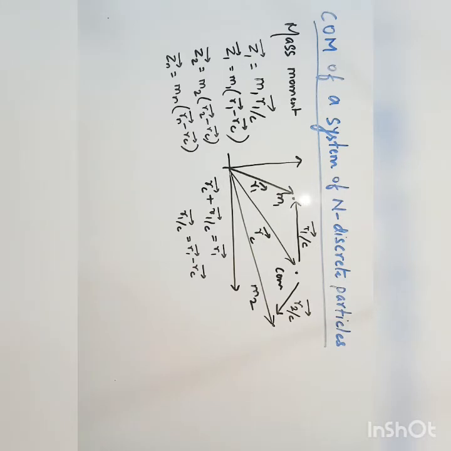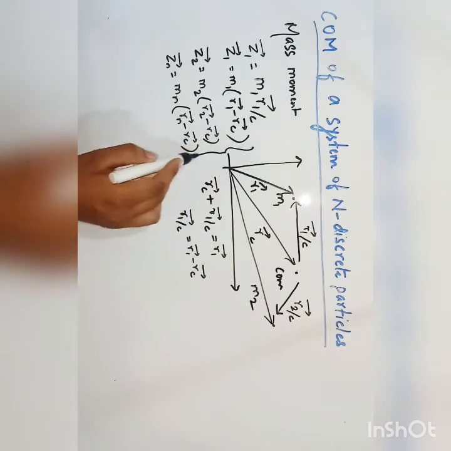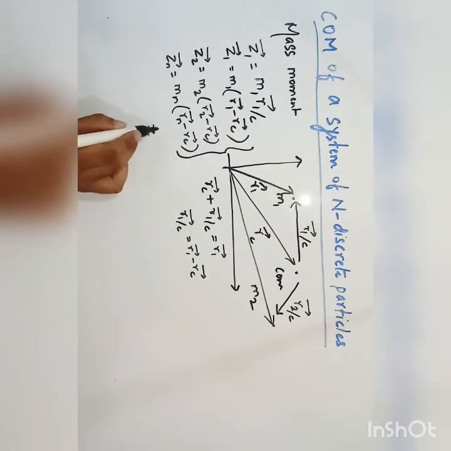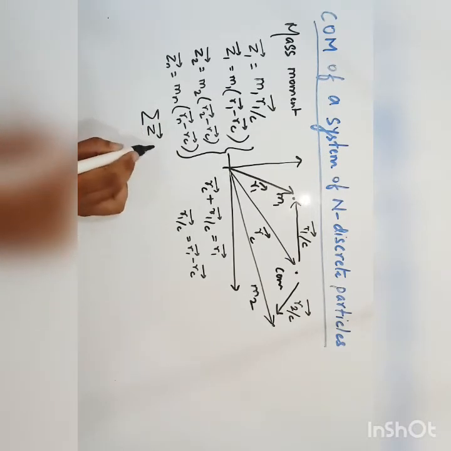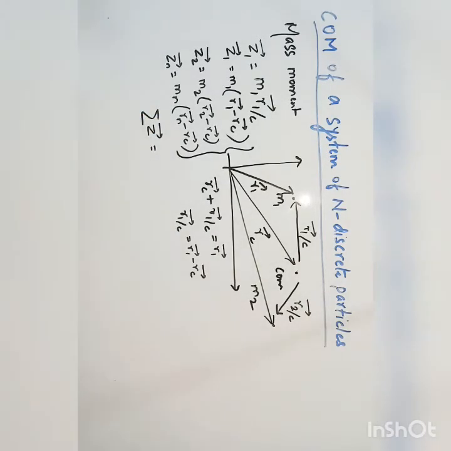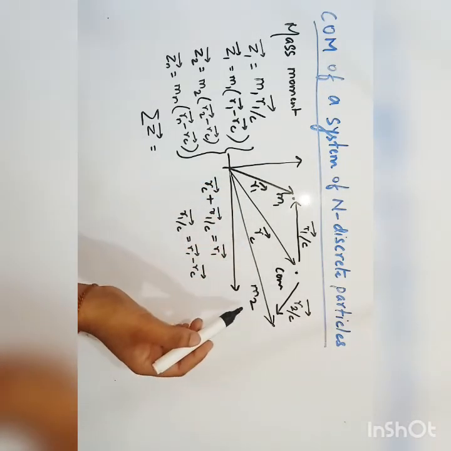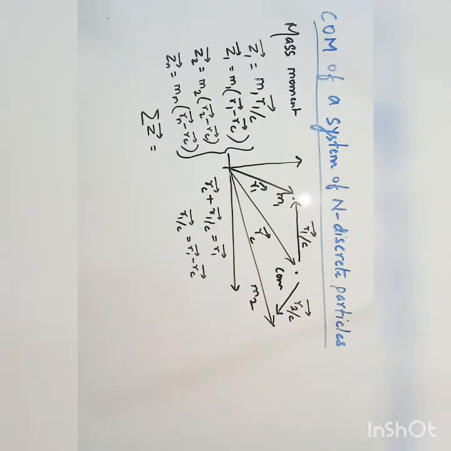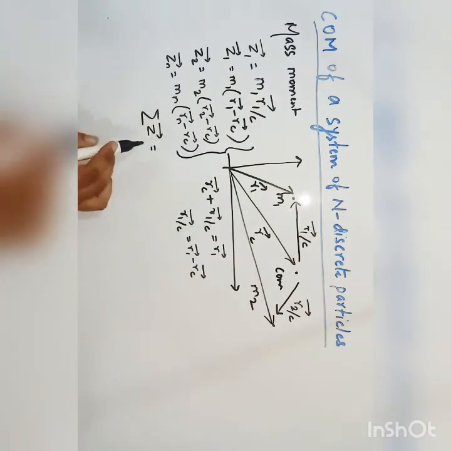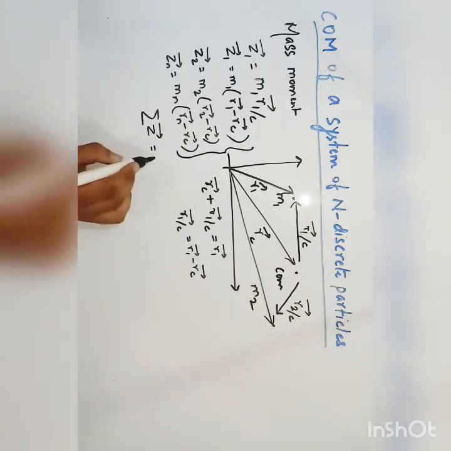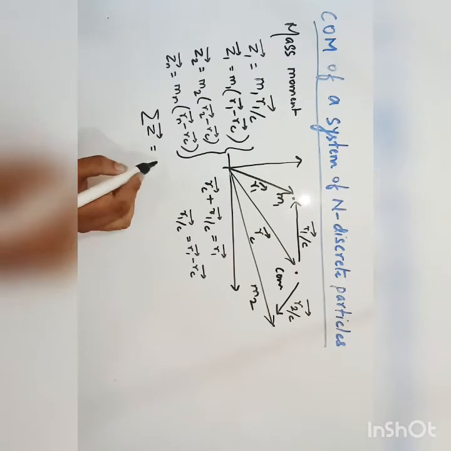So how do we find out the center of mass? Center of mass is a point about which the sum of all these mass moments is going to be 0. All right. So we have calculated these mass moments for m1 about center of mass, for m2 about center of mass, and so on, mn about center of mass. So the sum of all these mass moments is always 0 about center of mass. So if we equate this to 0, then we can find out the position of center of mass.